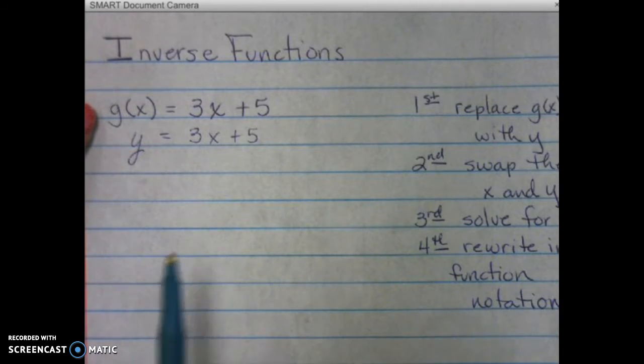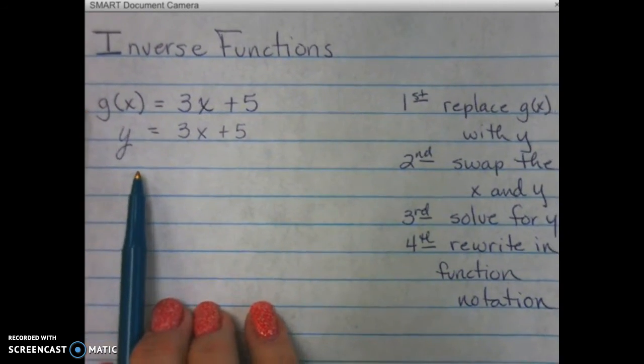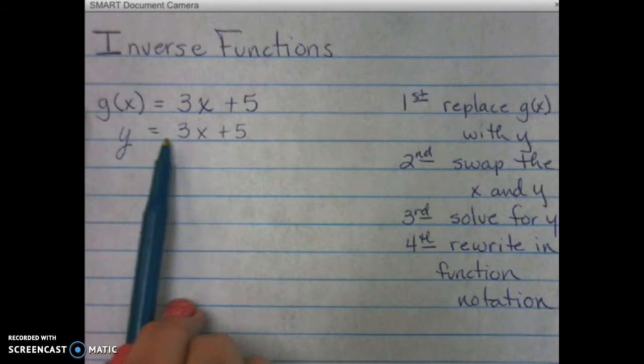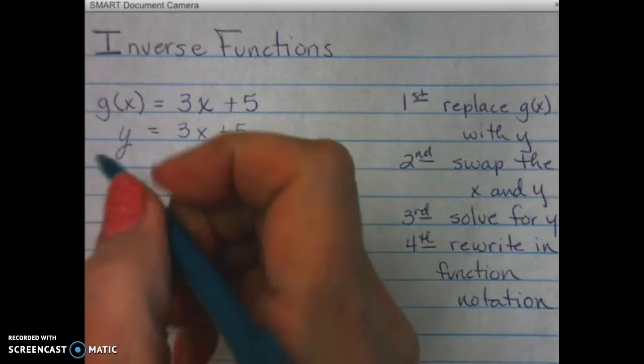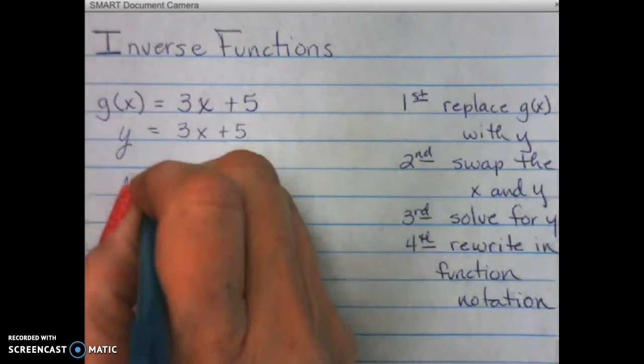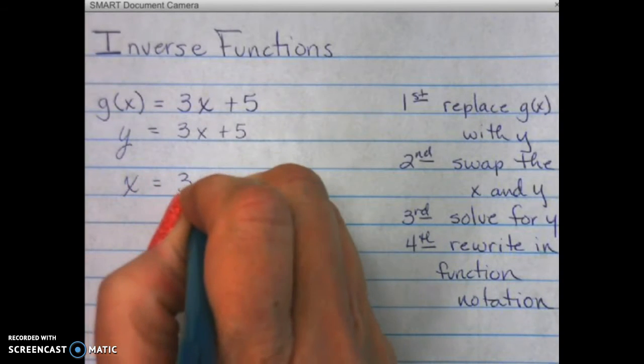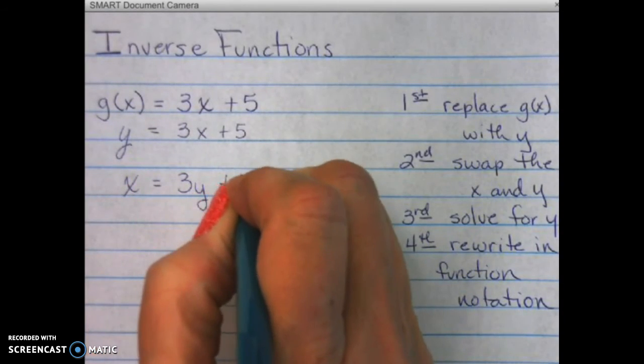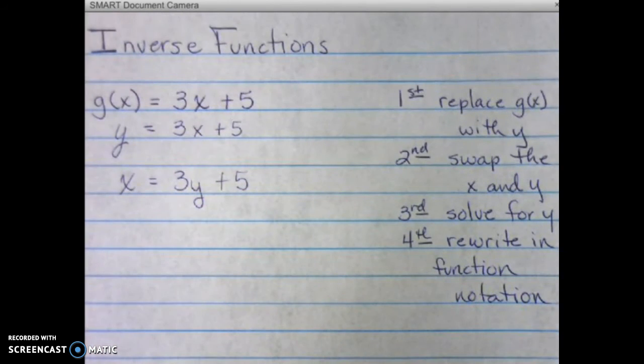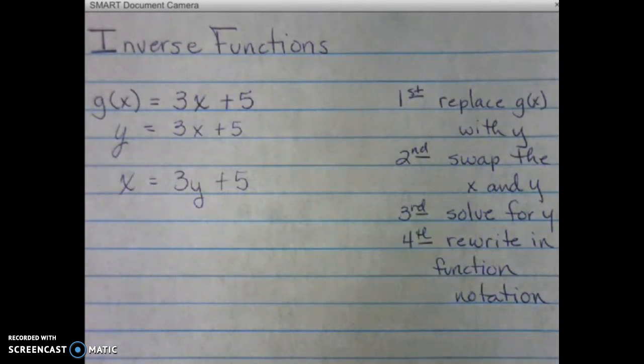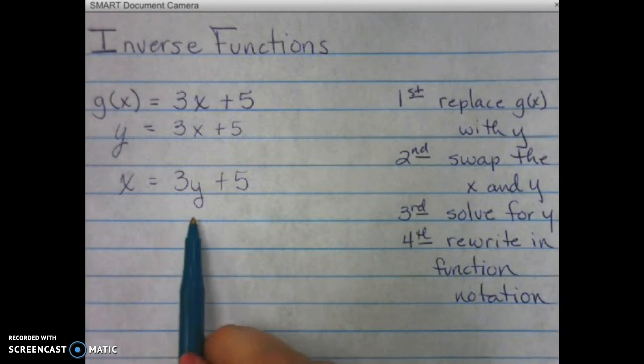Our second step is to then swap these x and y values. So I'm now going to rewrite this as x equals 3y plus 5. That's step 2. Step 3 is to solve for y. I need to isolate the y variable.